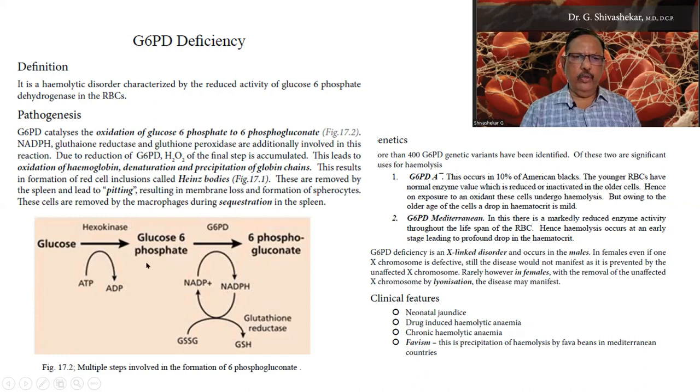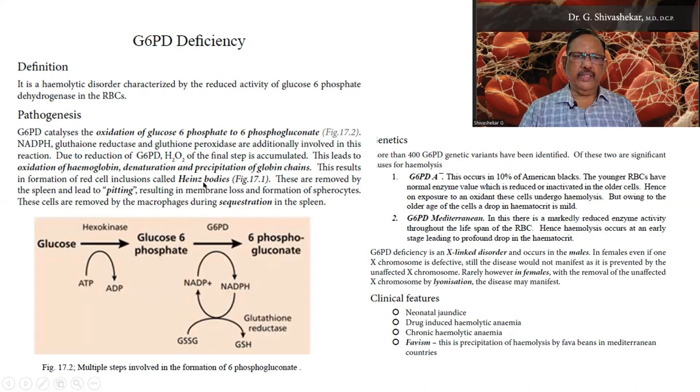See, what happens is the glucose 6-phosphate, and there is an enzymatic substance called glutathione reductase. And this will be converting it to 6-phosphogluconate. When this is not there, there is a decreased transformation to 6-phosphogluconate. As a result of which, there will be the precipitation of the glucose 6-phosphate.